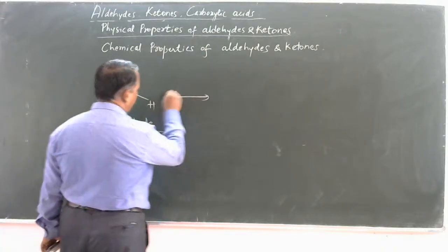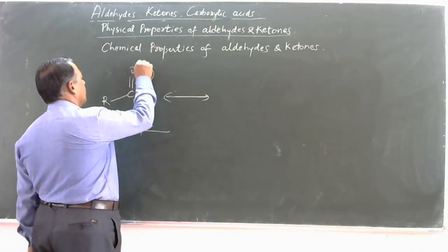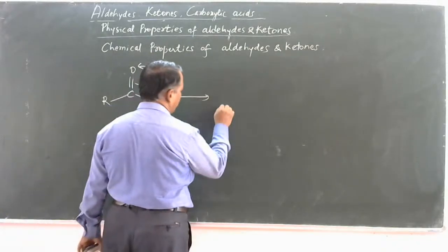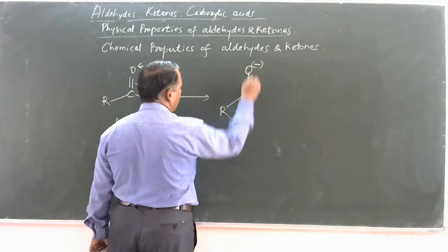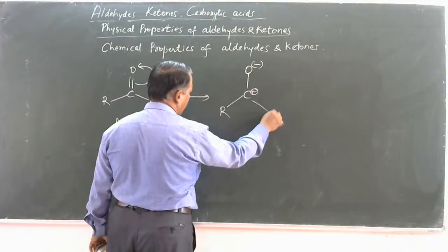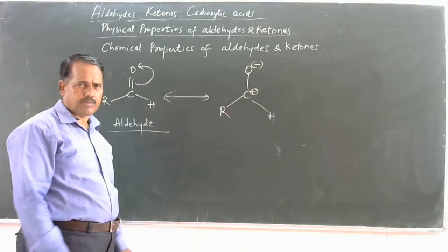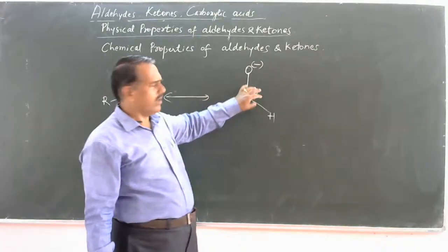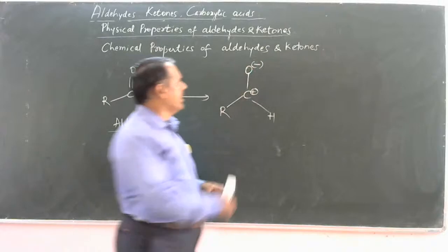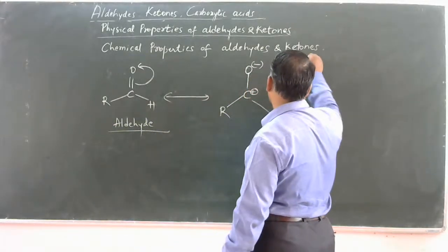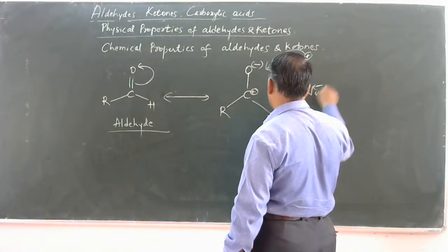See, here we can find a resonance. Now, this will become negatively charged, and this will become partial positive charge. So we can find a resonance. See, this is an electron deficient center and this is an electron rich center. An electrophile can attack here. A nucleophile can attack here.